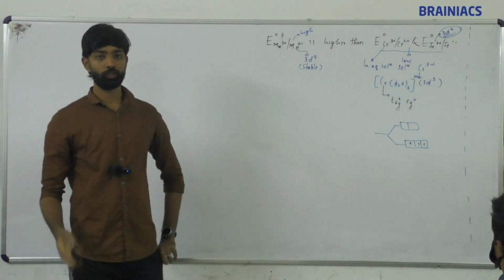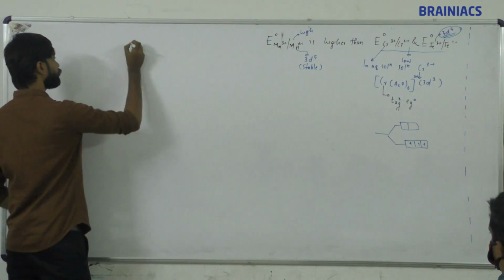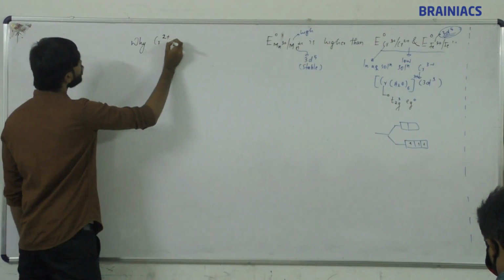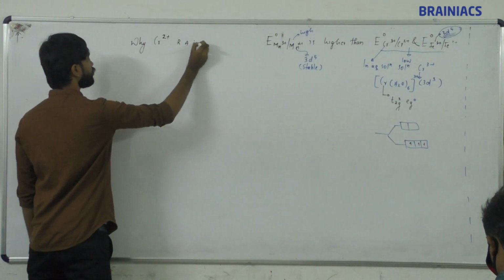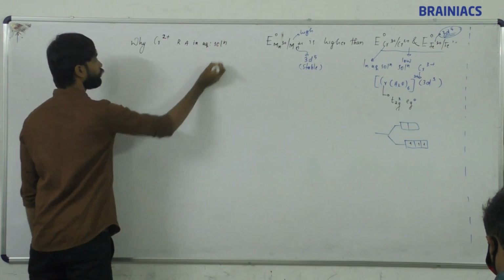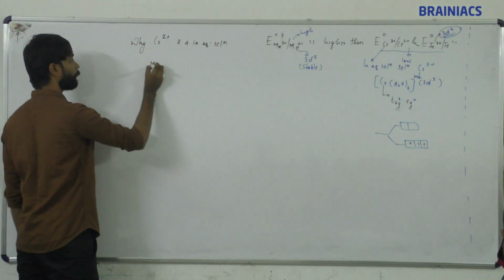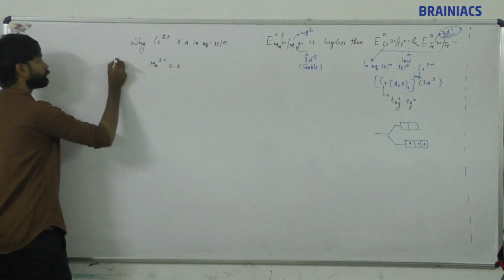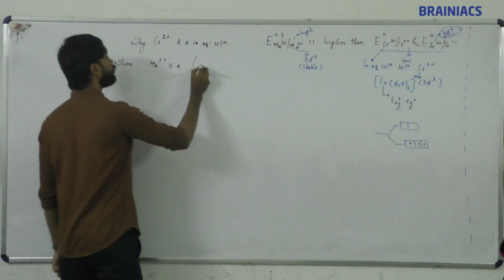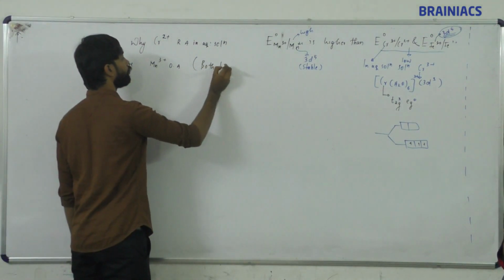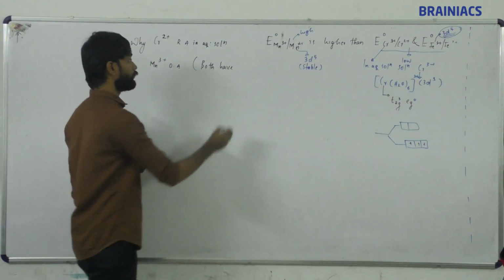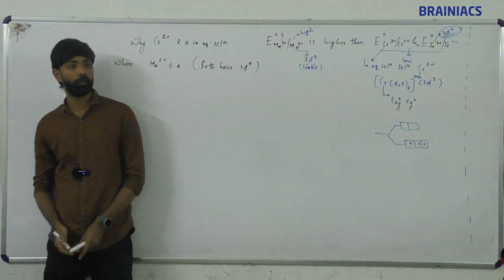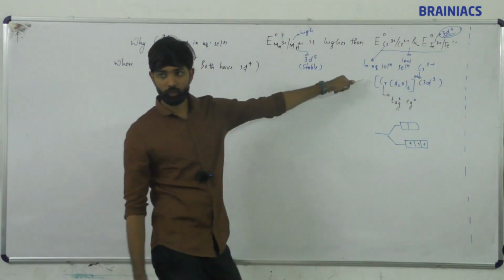So there may be some kind of question: why is Cr2+ a reducing agent in aqueous solution, whereas Mn3+ is an oxidizing agent, even though both have 3d4 configuration? This can be explained on the basis of this concept.